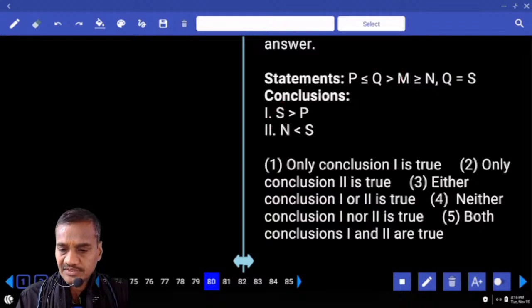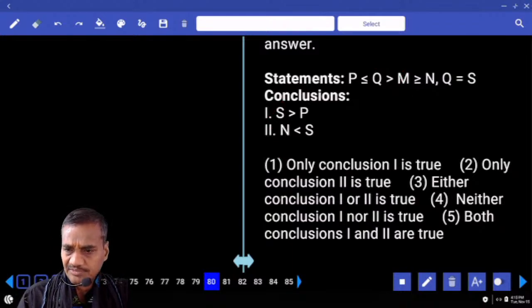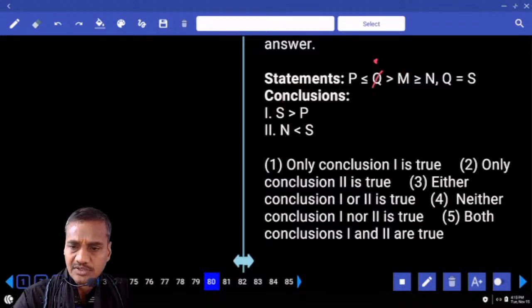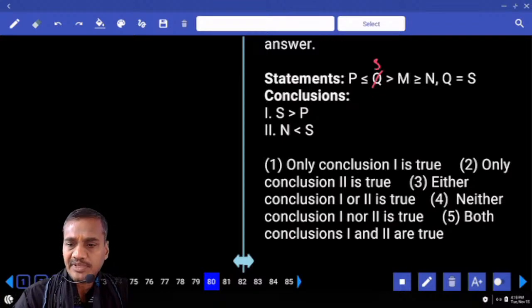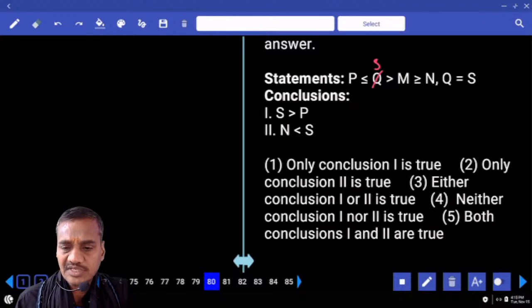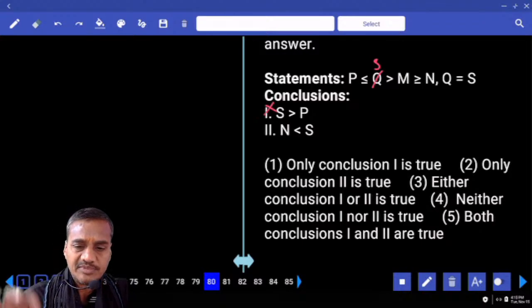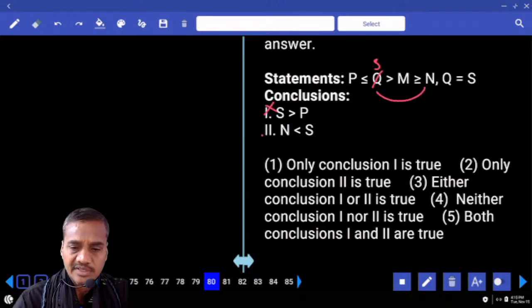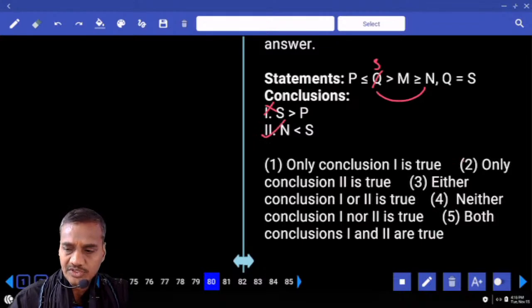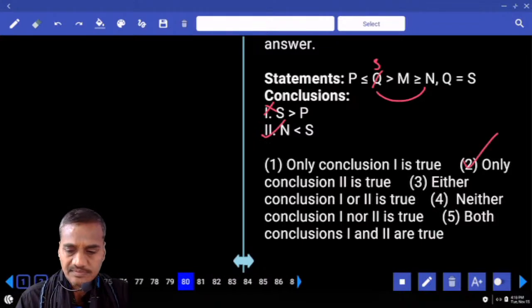Then next one, 80th. Now the relation between S and P. Q equals S. Now Q and S are one and the same. And S and P. P lesser than or equals to S means S is either greater than or equals to P, but not only greater than. Next one, N and S. S greater than N, N lesser than S. And so only 2, choice 2, question number 80.